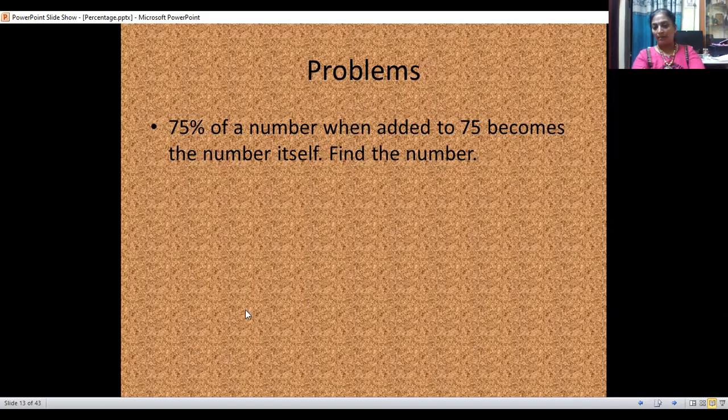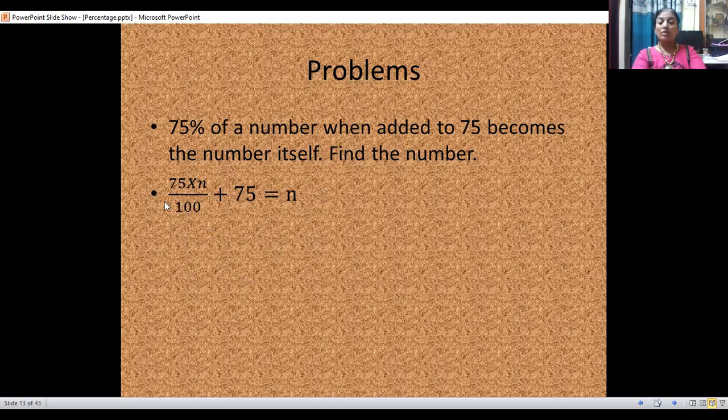So I hope now we have to understand the problem and then solve it. Since we don't know the number, let us keep it as n. Then 75% of n means what? 75 divided by 100 into n. So 75% of a number added to 75, that is plus 75, is equal to the number itself, that is n. I hope you have understood how the equation is being created. 75% of n plus 75 is equal to n.